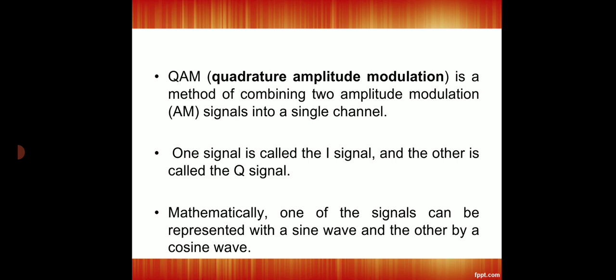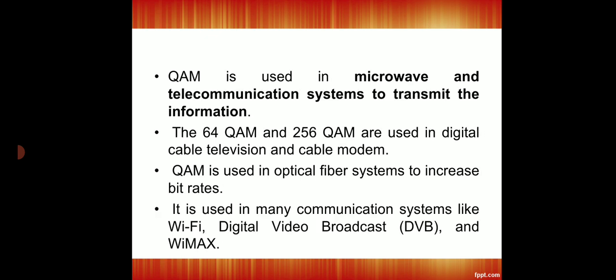Mathematically, one of the signals can be represented with the sine wave and another with the cosine wave. This is mostly used as a modulation scheme for digital telecommunication systems. Also, it is limited only by the noise level and linearity of the communication signals. Quadrature amplitude modulation is used to achieve high levels of spectrum usage efficiency. This is accomplished by utilizing both the amplitude and the phase components to provide the form of modulation. So it contains two carriers.